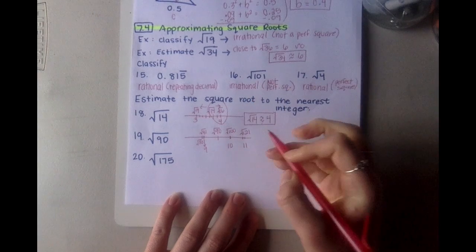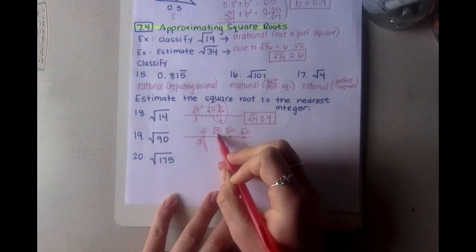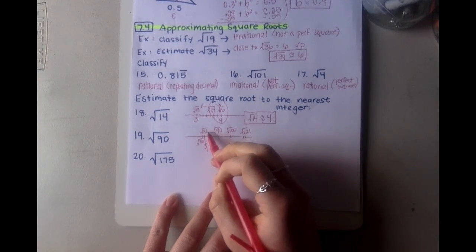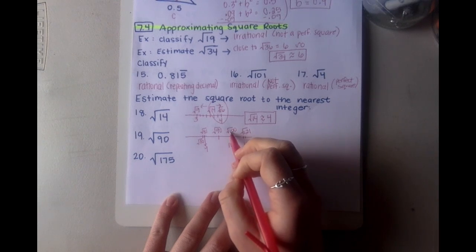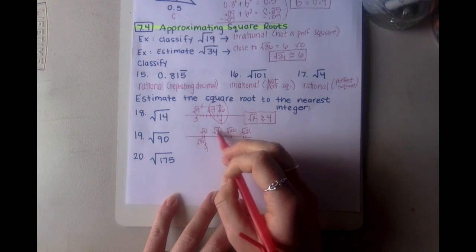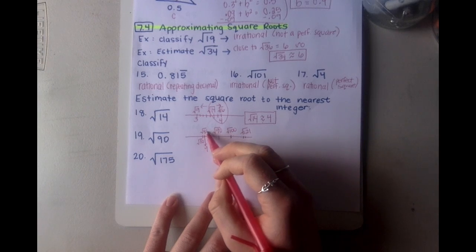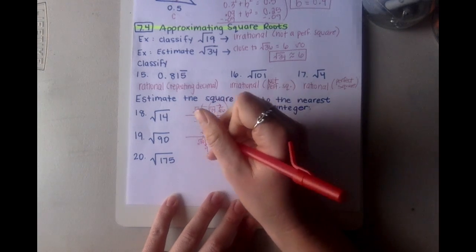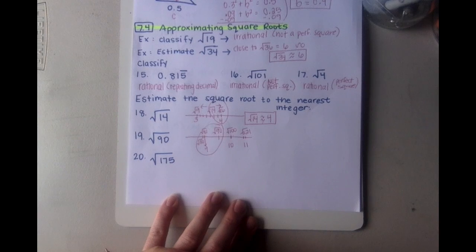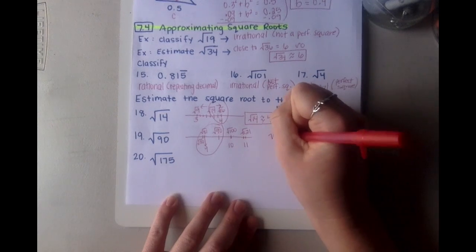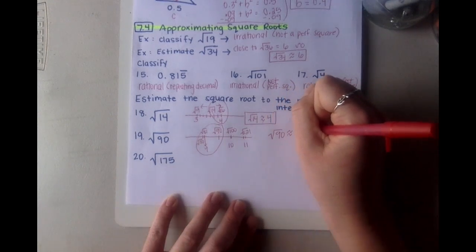This would be 11. So I think which one is the square root of 90 closer to? 81 or 100? Technically 90 is closer to 81. It's only 9 away from 81. It's 10 away from this. So it is closer to 9. So I could say that the square root of 90 is about 9.